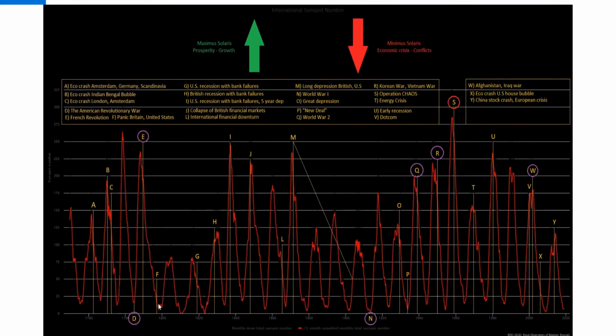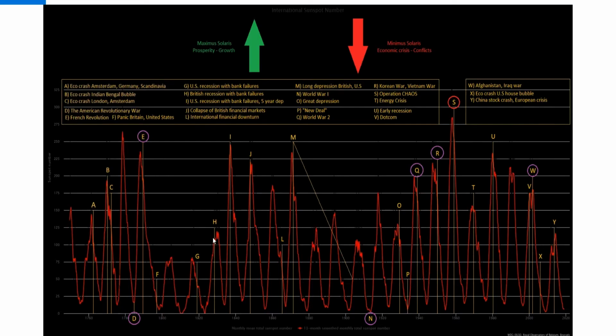And then here the next event that we had was on F. Panic in Britain and also the United States, and this one here was just like the one we are having now and also the one we had in 2008. Okay, right before the dip, before the next cycle. Okay, and then the next one, G, US recession with bank failures. So you guys can see there's a pattern here. So it's not random events. That's no chaos. Okay, those things happen by design.